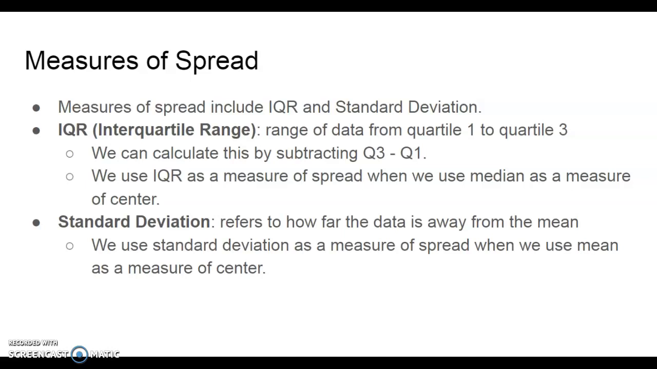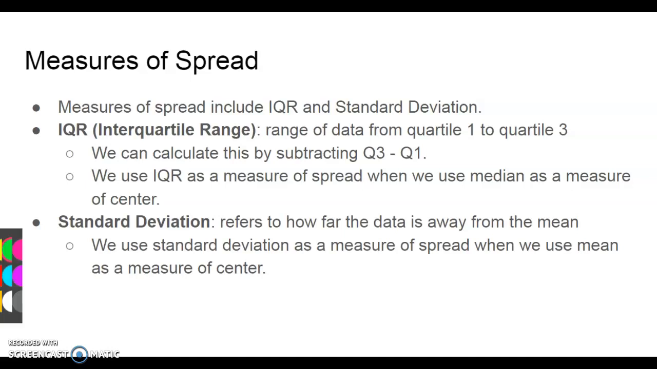So our first measure of spread is IQR. That stands for interquartile range. That's the range of data from quartile 1 to quartile 3. In the last video, we talked about our 5-number summary and drawing box plots. Remember, quartile 1 is the median of the lower half of our data. Quartile 3 is the median of the upper half of our data.